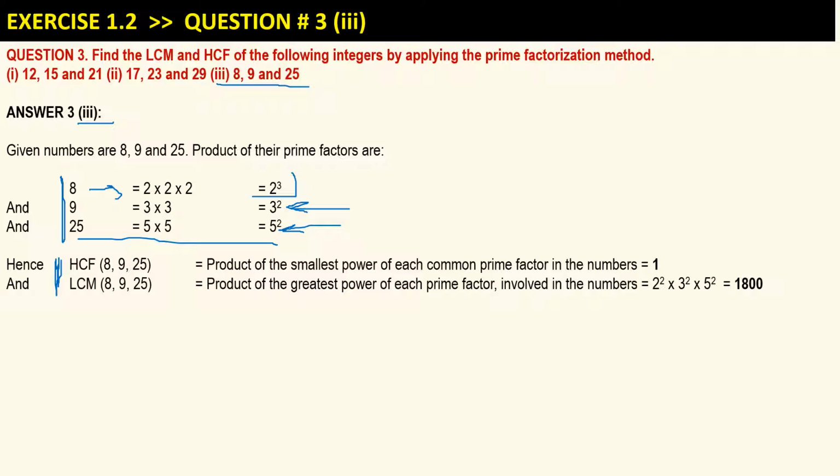So HCF of the three numbers will be 1 because that is the smallest power of each of the common prime factors. The LCM of the numbers 8, 9 and 25 will be 2 raised to power 3 multiplied by 3 raised to power 2 multiplied by 5 raised to power 2, that is 1800.